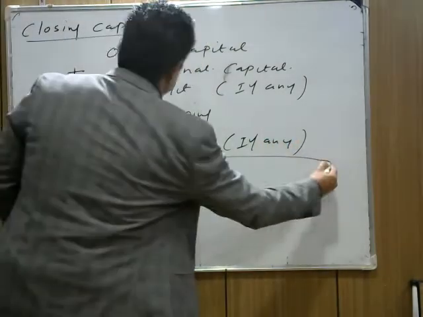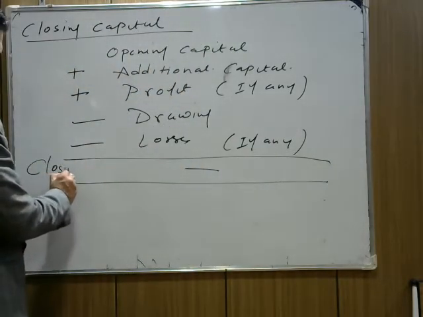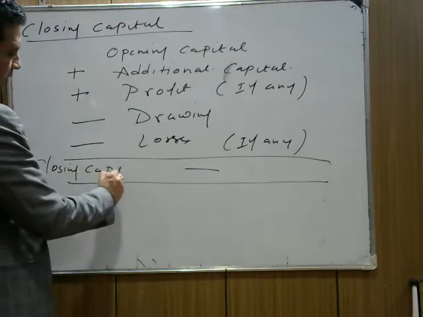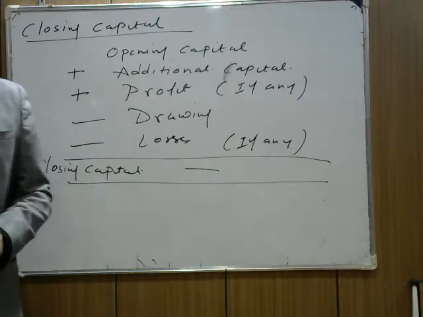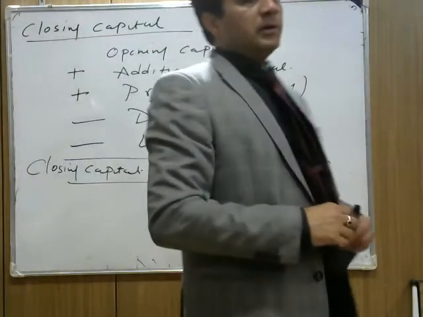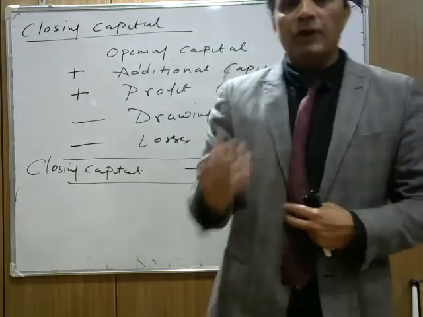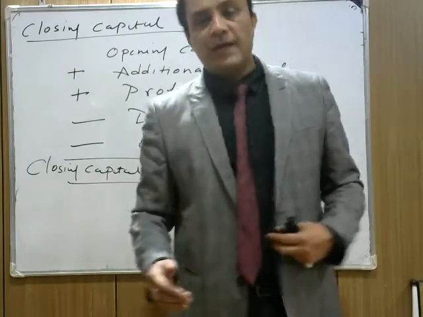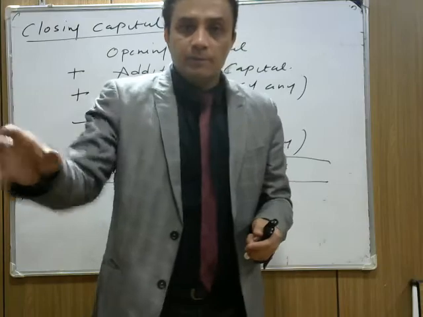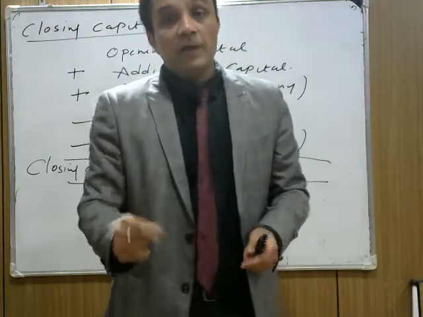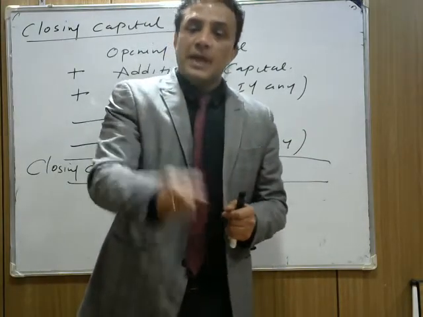The balance we get, we call it closing capital. I hope the formula is clear. Note down again. The formula is: opening capital, add additional capital if the owner brings it, then if any profit is there, add profit, it increases the capital. If any partner withdraws money for personal use, we call it drawing, less drawing, and less losses, if any.